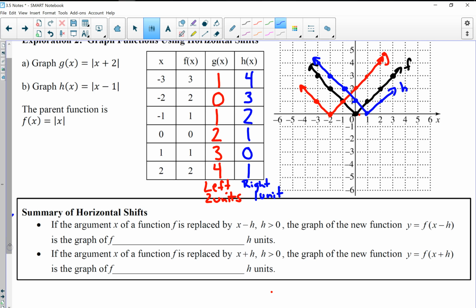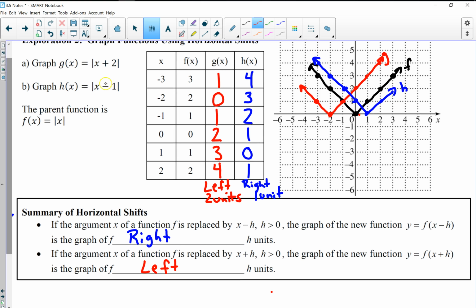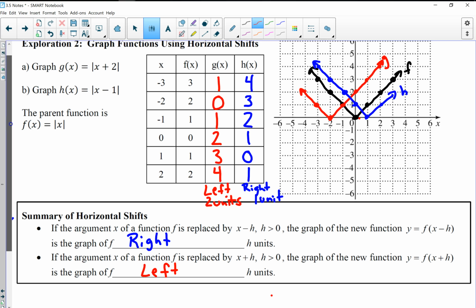So let's write that as our rules. If I replace x with x minus some h, where h is a constant, we know that subtraction piece will actually move it to the right, whatever that h quantity of units is. If I do x plus h within my parent function, that's going to move it to the left. So that's how we can shift our graph left and right within our graphing plane: we're going to be changing our x to a value of x plus or minus some constant number.